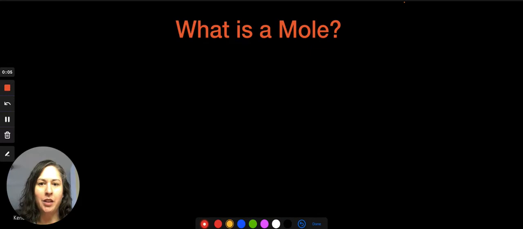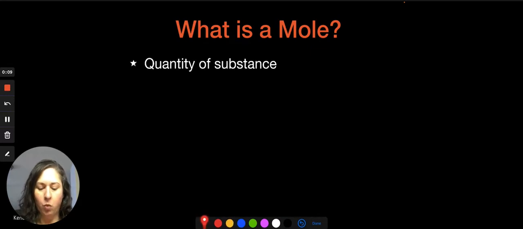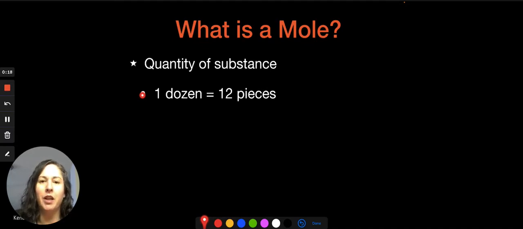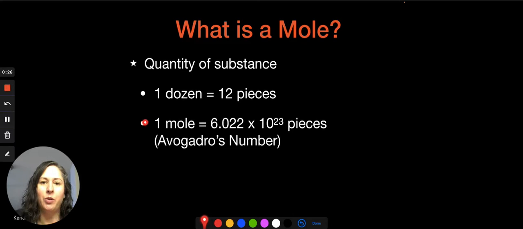So the first thing we need to do is take a look at what is a mole. A mole is a quantity of substance. When we talk about quantities of substances, a lot of times we have these names. For example, a dozen is 12 pieces. Well, a mole is 6.022 times 10 to the 23rd pieces, and that's a number that we call Avogadro's number.